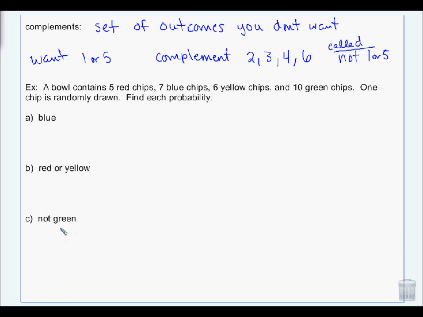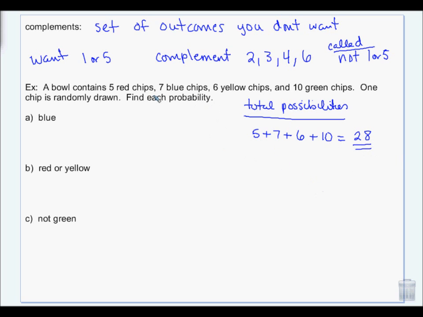Like right down here. Okay, so we have a bowl, and it has 5 red, 7 blue, 6 yellow, and 10 green. First of all, to find the probability, we have to know how many total possible outcomes there are, so we have to add up all the chips. So the total possibilities, that's 5 and 7 and 6 and 10. So that's the total possibilities, that 28 right there.